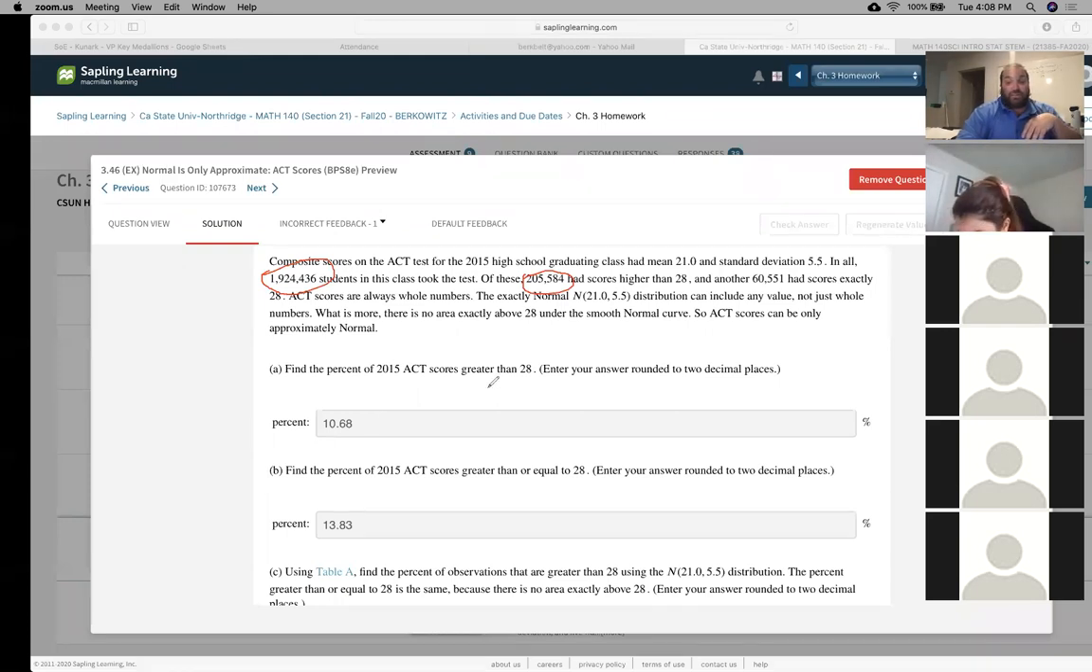It's not asking for anything in terms of the normal curve here. It just specifically wants what percent were greater than 28. That many were greater than 28, that many total. This divided by that is your answer.